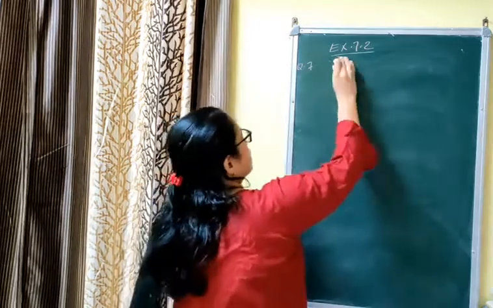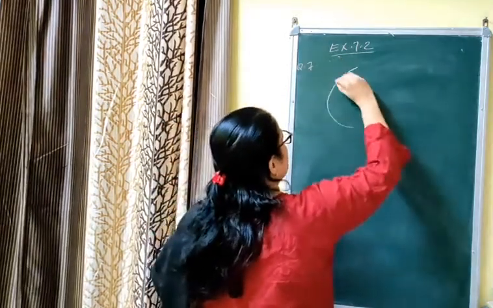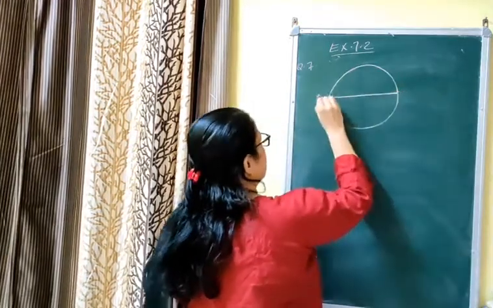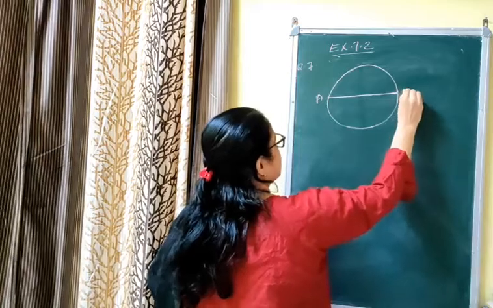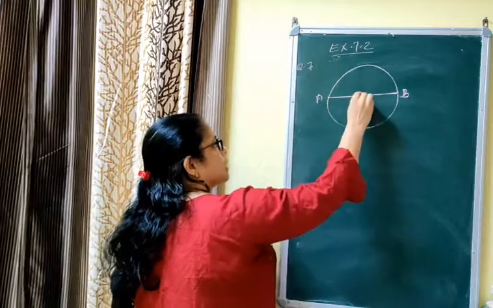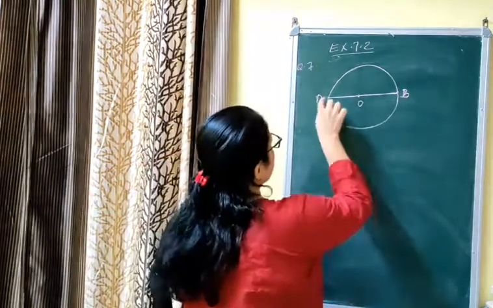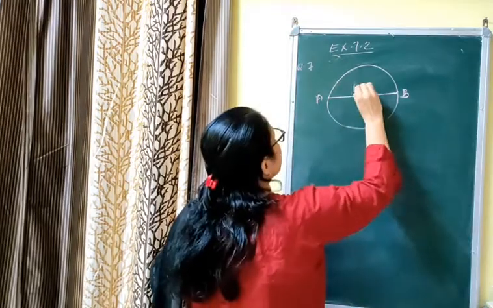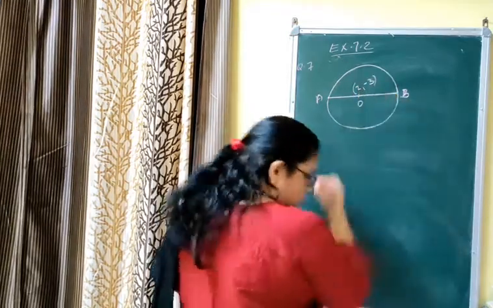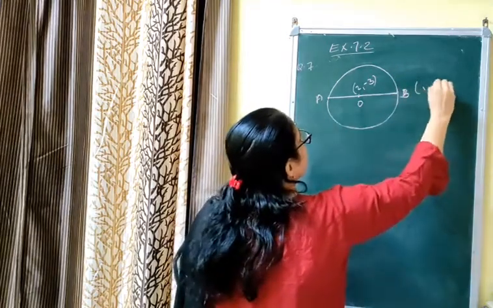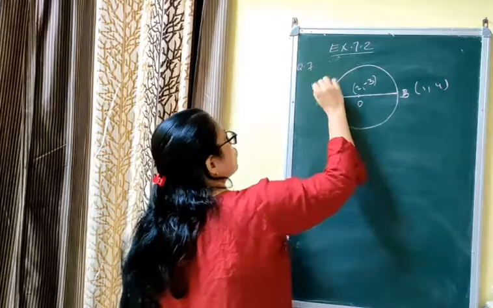You are given a circle. This is the circle, and you are given the diameter of the circle as AB, and the center, let us assume, as O. The circle, its diameter AB, and the center are all given. You have to find the coordinates of A. The coordinate of the center is given as (2, -3), and the coordinate of B is given as (1, 4). You have to find the coordinate of A.